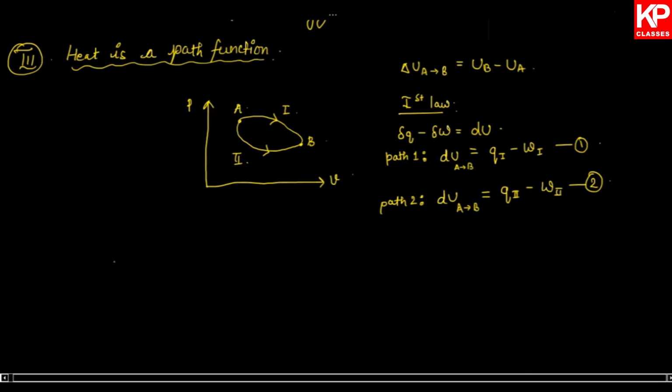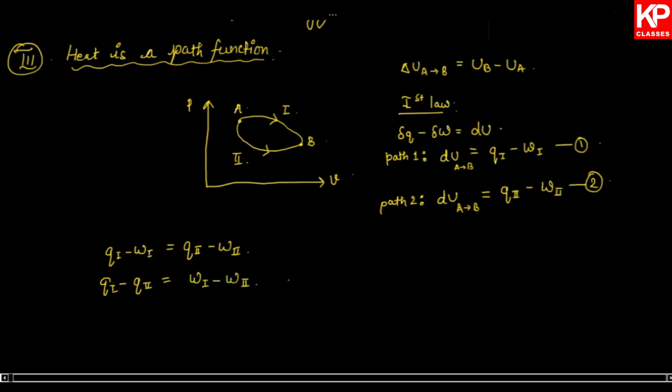On equating them, you will obtain Q1 minus W1 equals Q2 minus W2. So you can also write this as Q1 minus Q2 is equal to W1 minus W2.